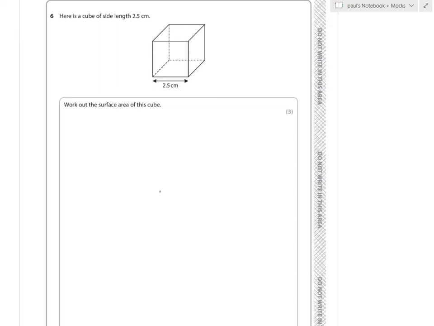Right, here's a cube of 2.5. Work out the surface area. Well, one side is 2.5 times 2.5, which equals 6.25. And there's 6 of them, so just multiply that by 6. And it's 37.5 centimetres squared.